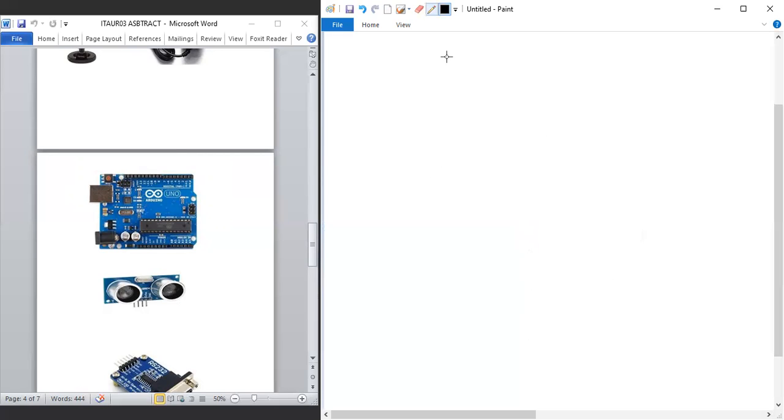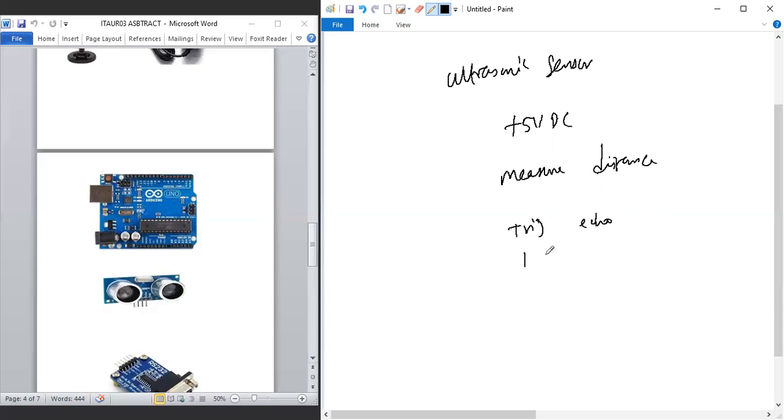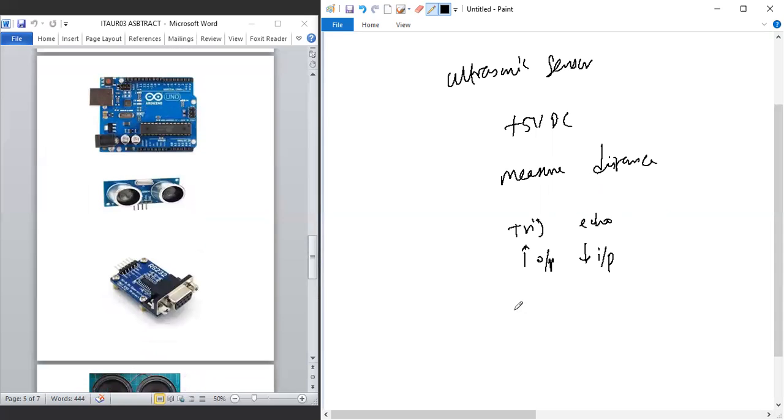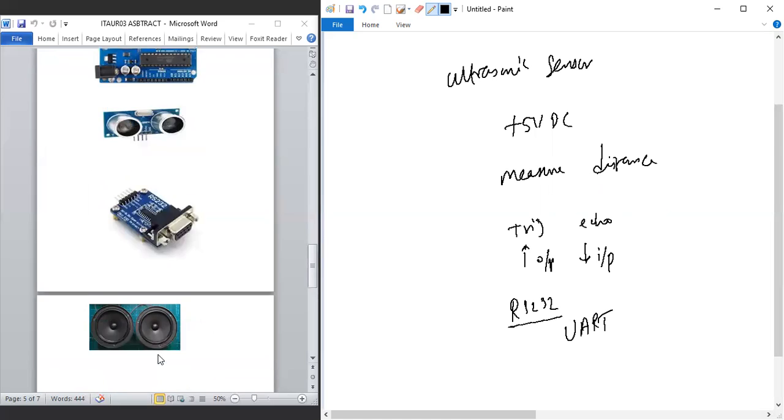Next we are using the ultrasonic sensor. Its operating voltage is plus 5 volt DC. Here we are going to measure the distance between two objects. It has a trigger pin and an echo pin. Trigger is the output, and echo is the input for the Arduino controller. Next is the RS232 module. RS232 is used to reduce noise in communication over the UART protocol, and acts as an interface.